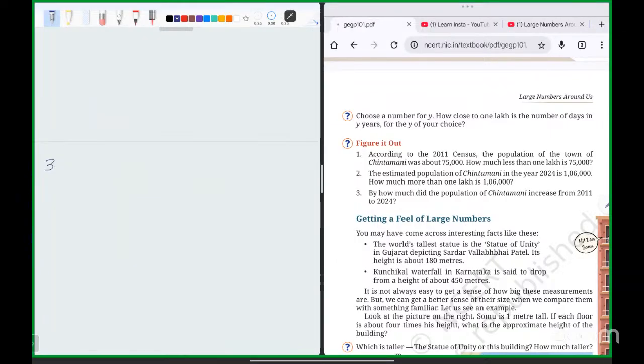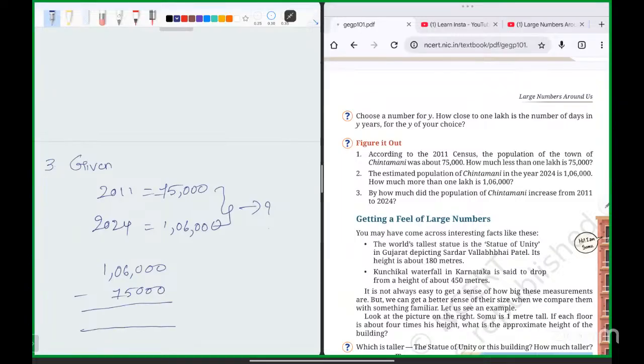So firstly, write down the given. Write down both populations. First write 2011's, which is 75,000. Next write down the population of 2024, which is 1 lakh and 6,000. So the difference between these two numbers is the desired answer for us. 2024 it is 1,06,000, 2011 it is 75,000. Just subtract these two numbers and we'll get the answer. 1,06,000 minus 75,000 will be the answer because that much will have increased between 2011 and 2024.